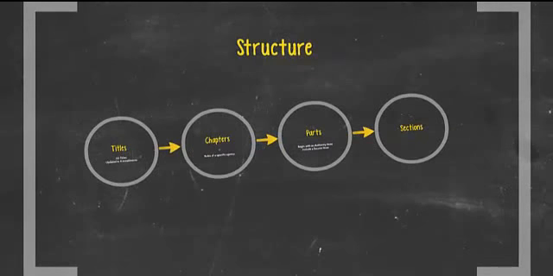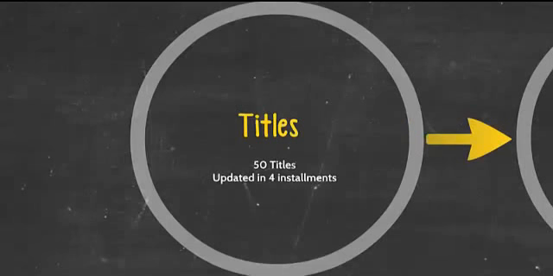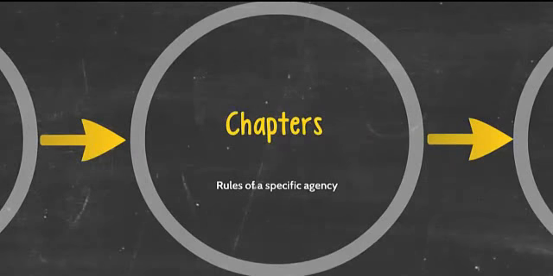So the structure of the CFR is quite a bit different from the Federal Register. It's first arranged by titles, so there are 50 titles that are updated in 4 installments each year. Titles 1 through 16 will be updated on January 1st, titles 17 through 27 on April 1st, 28 through 41 on July 1st, and titles 42 through 50 on October 1st. And each title is divided into chapters, and the chapters will contain the rules of a specific agency.